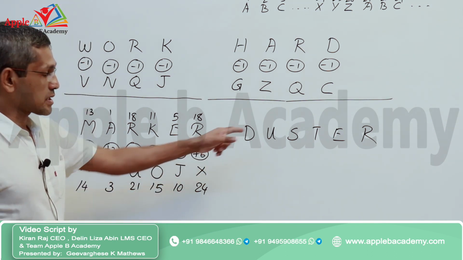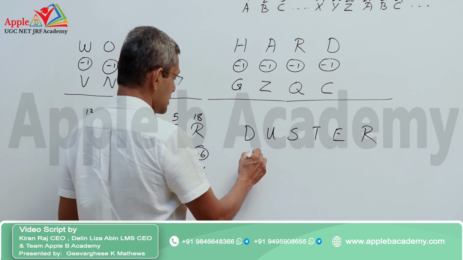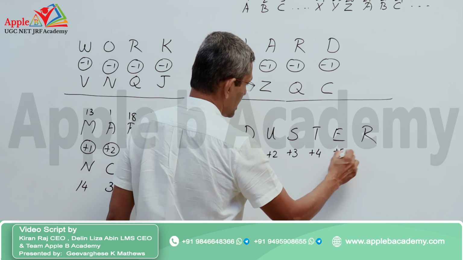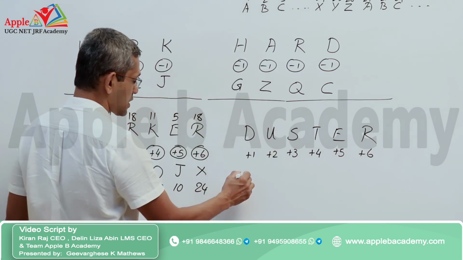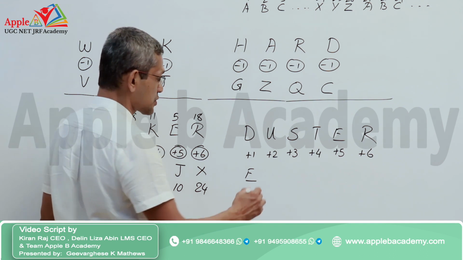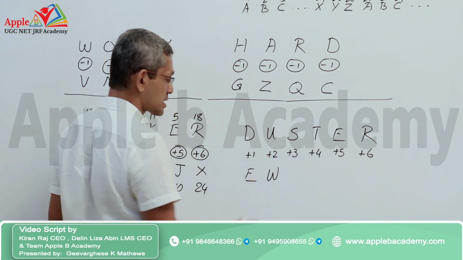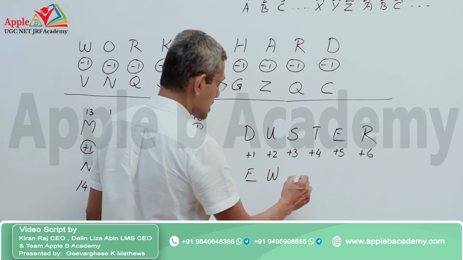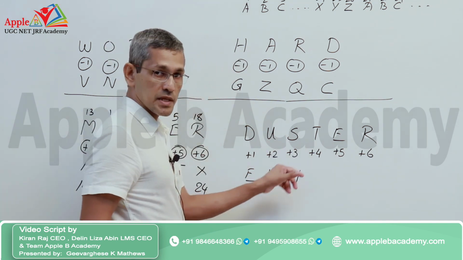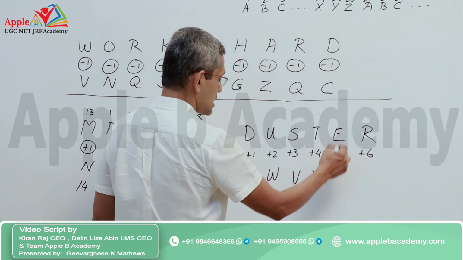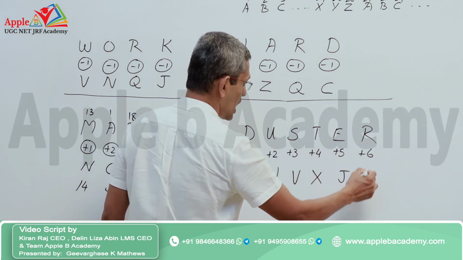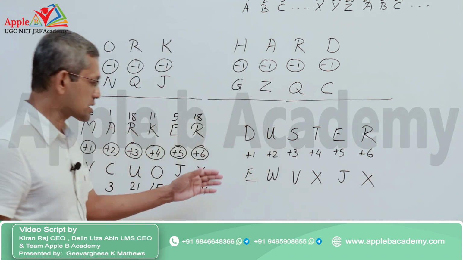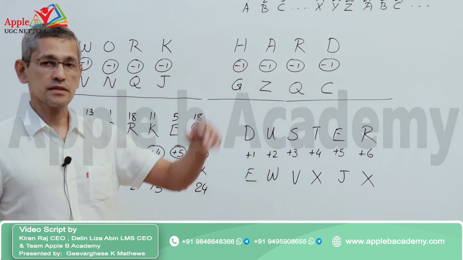Now, we apply the same pattern on the right hand side. What is it? Plus 1, 2, 3, 4, 5 and 6. So, D plus 1, E. U plus 2, W, right? U is 21, W is 23. And S plus 3, S is 19, plus 3 is V. And T plus 4, X. And E plus 5, J. And R plus 6, well, R is 18, 18 plus 6 is 24. So, the answer is E, W, V, X, J, X.